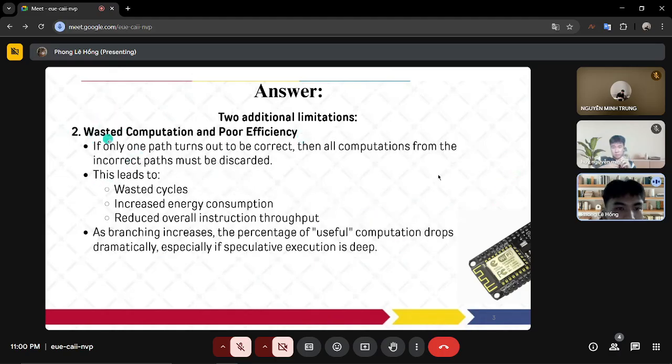Number two is wasted computation and poor efficiency. If only one path turns out to be correct, then all computation from the incorrect path must be discarded. This leads to wasted cycles, increased energy consumption, and reduced overall instruction throughput. As branching increases, the percentage of useful computation drops dramatically, especially if speculative execution is deep.